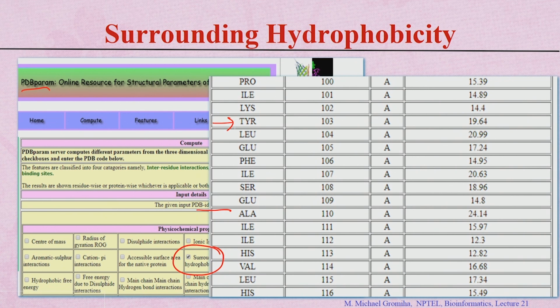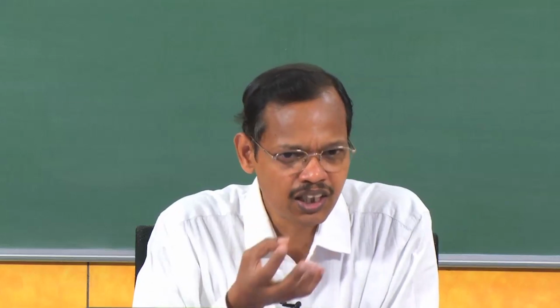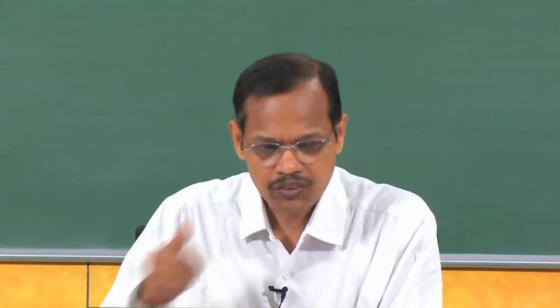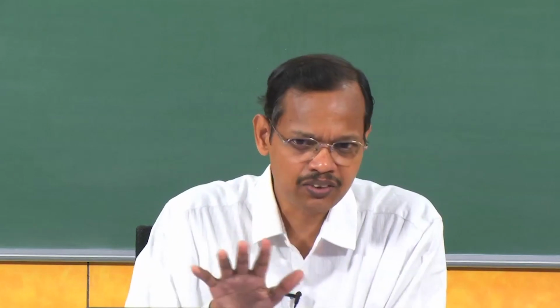For example, if you put a range of 20 kcal per mole, leucine, this more, and you can see isoleucine and alanine. So, these residues, 104, 107, 110, these residues are high in hydrophobicity. These values will tell you which residues have more contacts and which residues are enriched in surrounding hydrophobicity in protein environment. So, now we have one parameter, the surrounding hydrophobicity, which you can calculate from any 3D structure.